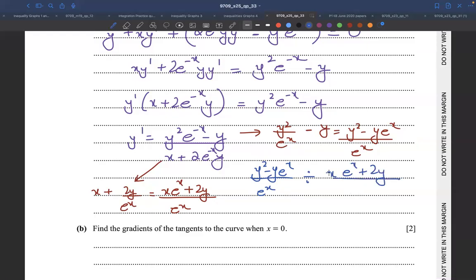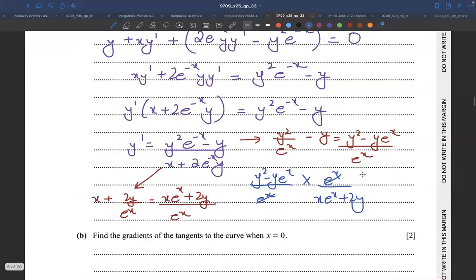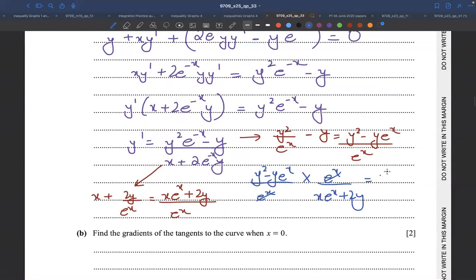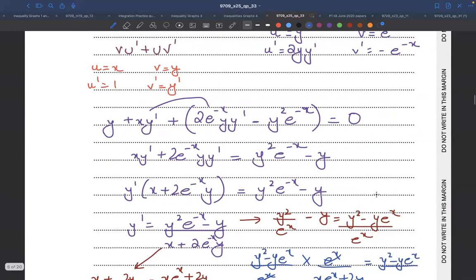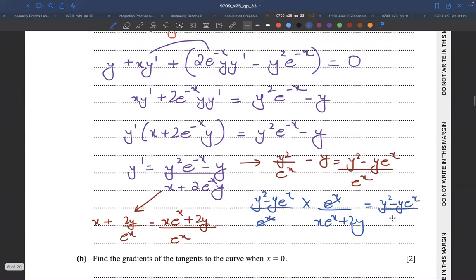And we know that when we bring the multiplication sign, these terms will flip. So we can now write it as multiplied by e power x upon x e power x plus 2y. So this and this will cancel out. And do we have the term now? Yes. So we have the final answer: y squared minus y e power of x divided by x e power of x plus 2y. So that was the first part where we had to prove the dy dx.